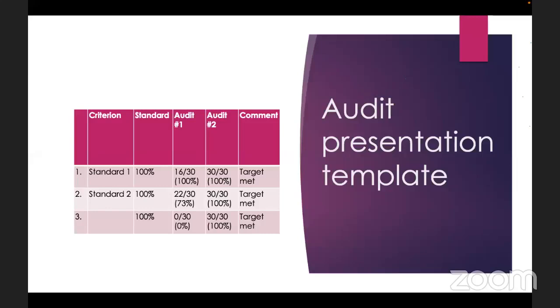Now, this is how you will ultimately make your table, right? You will write the criteria, and then you will write your standards in there. Then you will see 100%. Let's say in your first cycle of audit, you found for standard one that out of 30 patients, only 16 patients were actually successful. And then the next time, you can see 30 out of 30 patients were given the target. So you can write a comment that the target was met.